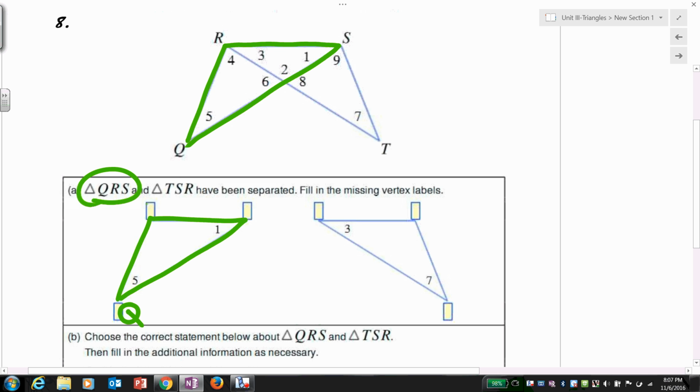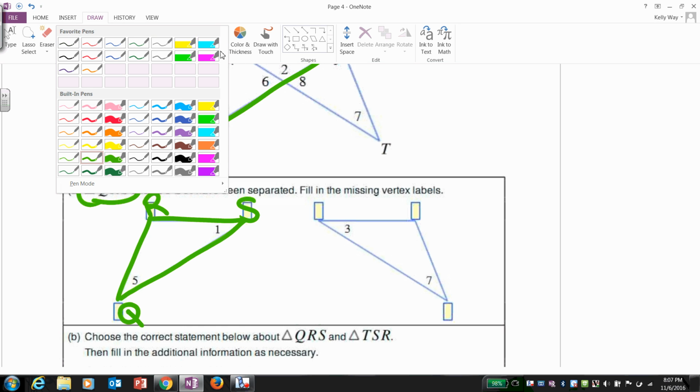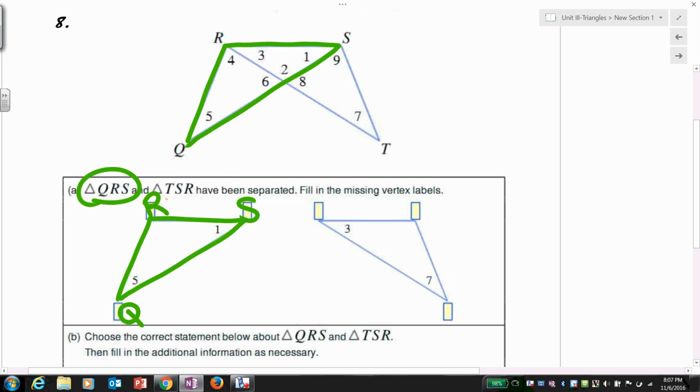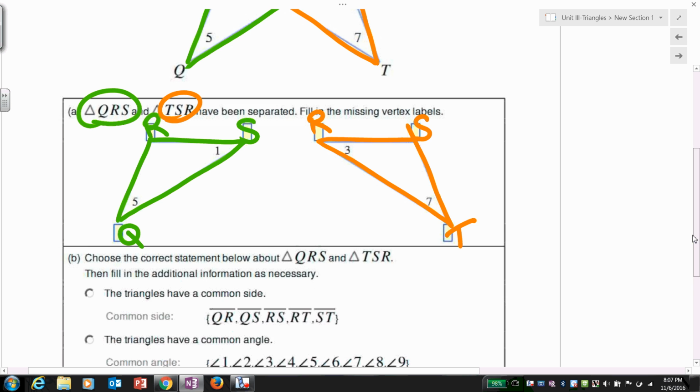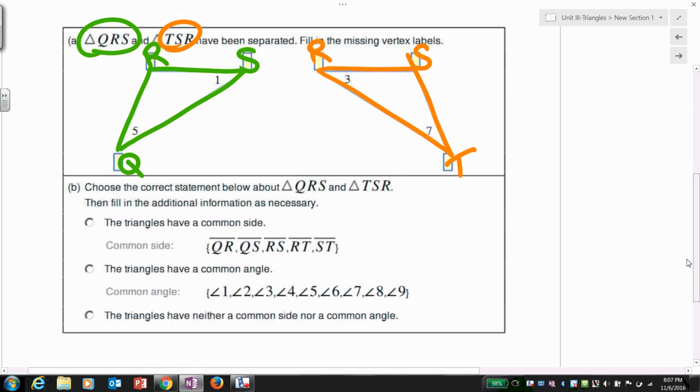This is Q, this is R, this is S, is congruent to TSR. This is T, this is S, this is R. Now we're going to fill stuff out.